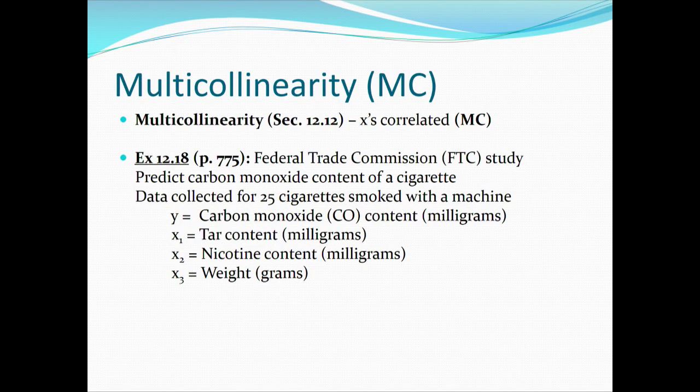They know that carbon monoxide content is positively related to all three of those variables. The more tar in the cigarette, the higher the CO content. The more nicotine, the higher the CO content. The more the cigarette weighs, the higher the CO content. So it knows all that. FTC knows this. So anyway, they know that positive relationships exist, okay?